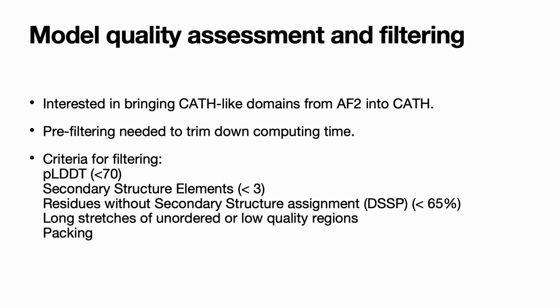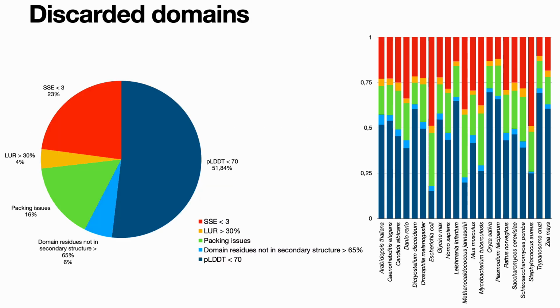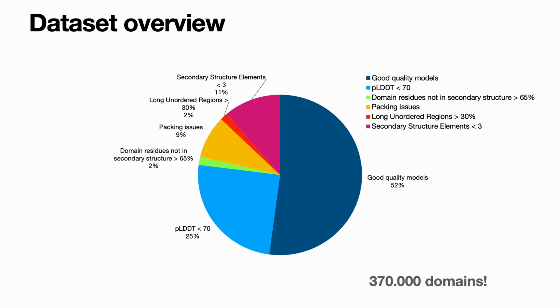So if we look at the composition of the discarded domains, we can see that almost half of them get discarded because they are of low quality, with an additional 23% being very tiny domains with fewer than 3 secondary structure elements. And we can see that the distribution is more or less similar for all the other 21 model organisms, with the global distribution on the left for the whole AlphaFold dataset. So with that taken into account, if we combine it with the good quality models, we're still processing 52% of all the domains available in the dataset, which is around 370,000 domains.